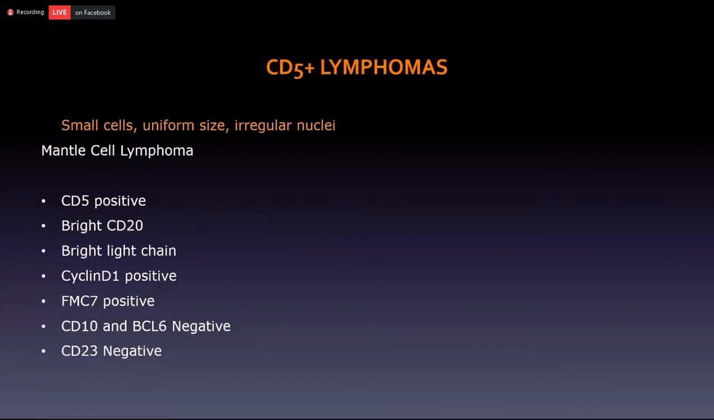Mantle cell lymphoma generally has small cells of uniform size. The nuclei are irregular, and sometimes so irregular that they may take the shape of flower cells. Again, CD5 positive. In contrast to CLL, they are bright CD20 positive, with bright light chain restriction. Again, cyclin D1 positive, FMC7 positive, another contrasting feature with CLL-SLL. CD10 negative and CD23 negative.